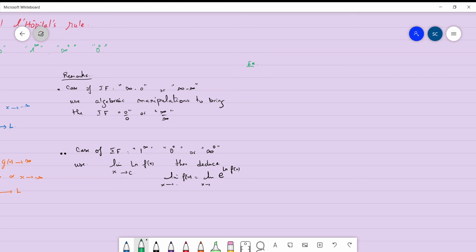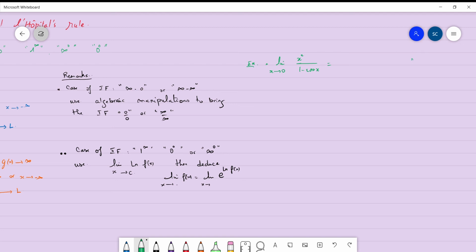Just an application. What about the limit of x^2 over 1 minus cosine x as x approaches 0? I check first. Try first substituting, since I have a continuous function. If I substitute, the numerator is 0, the denominator is cosine 0, which is 1, and 1 minus 1 is 0. So I have an indeterminate form.